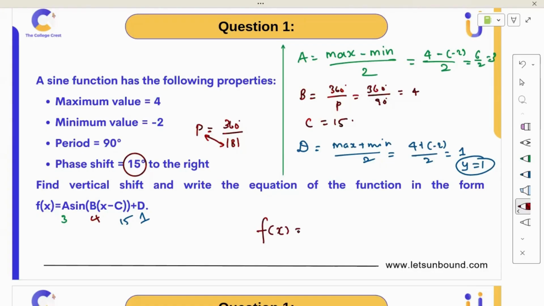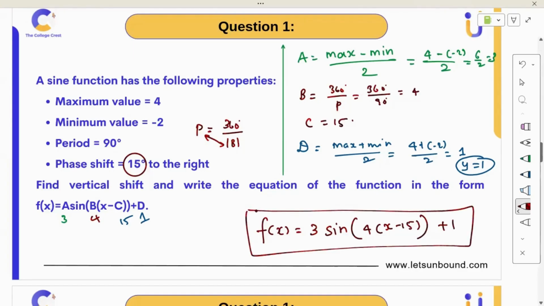f of x is 3 sine 4 times bracket x minus 15, plus 1. Don't put 4x minus 15. If you want to go with a simplified manner, you can take 4x, but it's better to mention it in the standard form instead of multiplying all this. Right, so that's it. We did this problem. And now we are moving to the next part.